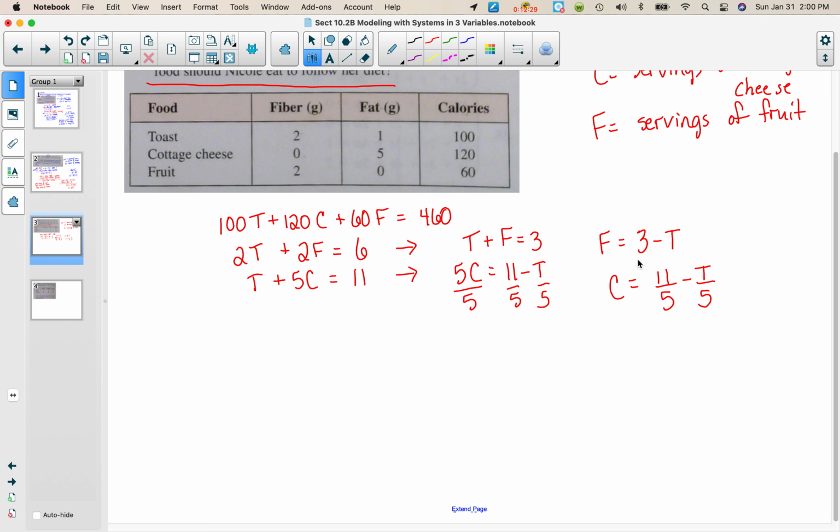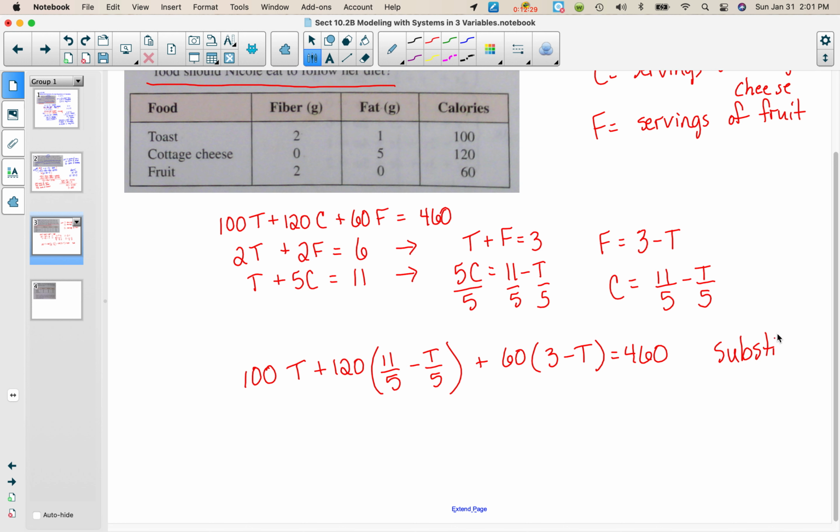So now I have a way to express F in terms of T, and a way to express C in terms of T. I'm going to be plugging those in for the appropriate spot, into my first equation. So I have 100T plus 120, and instead of C, I'm going to put in 11/5 minus T over 5, plus 60, and instead of an F, I'm going to put 3 minus T, equals 460. So notice I'm using substitution this time instead of elimination.